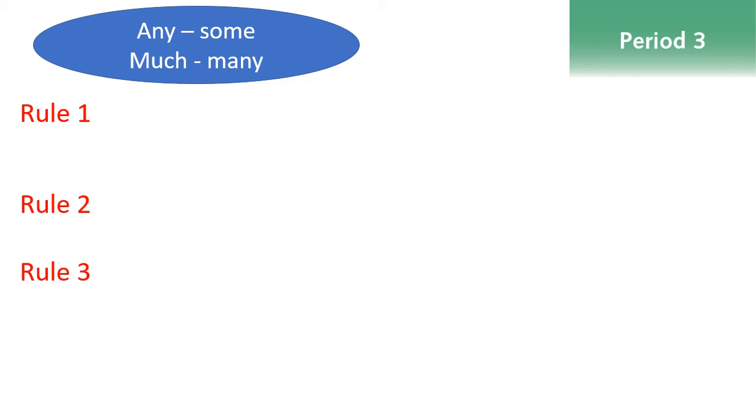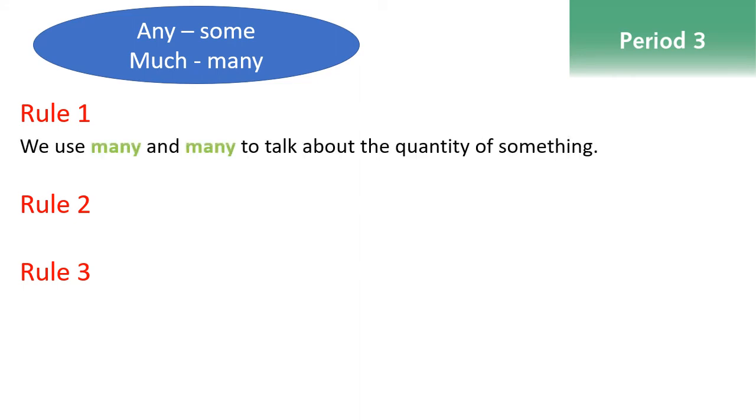Now, let's continue. We need to talk about much and many. Again, we have some rules. We use many and much. I'm sorry, I wrote it many and many. It is many and much. هذا خطأ فني. We use many and much to talk about the quantity of something.